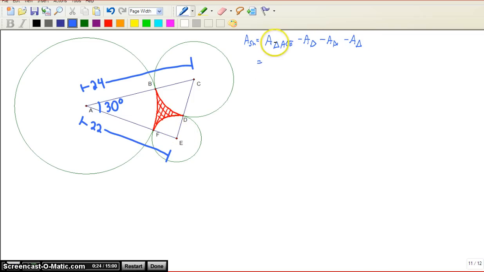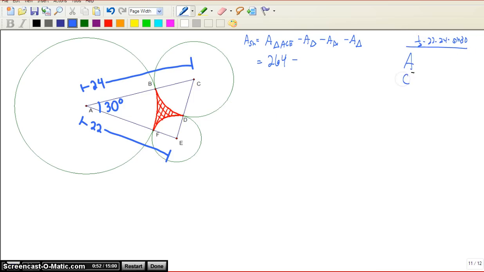To find the area of triangle ACE, we're going to use the side angle side formula: 1/2 times 22 times 24 times the sine of 30. That comes out to 264 units squared. Then in order to find any of these sectors, we need to know the radii for the different sectors. In order to do that, we're going to have to do a little bit of work on solving triangle ACE.